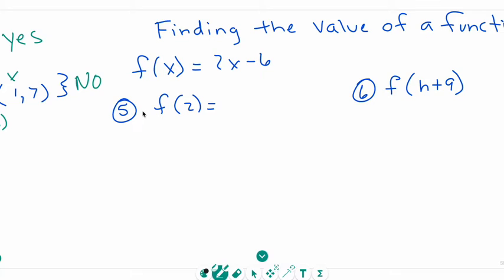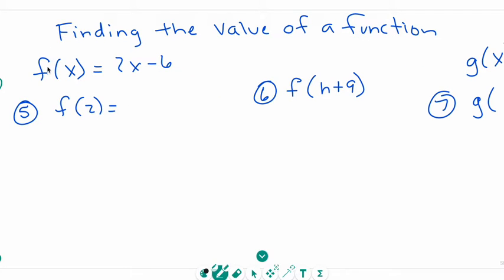Now we're going to take a look at some functions that we're going to use to find the value. The first function that we're going to use is going to be this f function. So this f function is 2x minus 6. So what we're going to do right now is find the value of this function when x is 2. So we're going to write f of x, and we're going to put the 2 in place of the x. So the first thing that we're going to do is write our function. So the f function is equal to 2x minus 6.